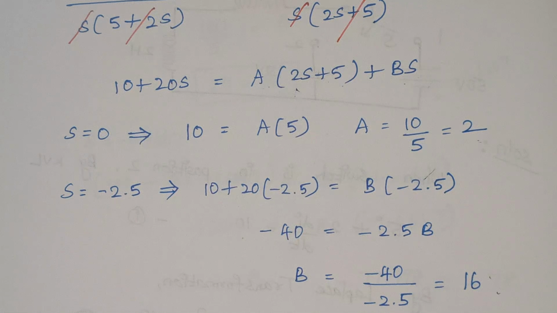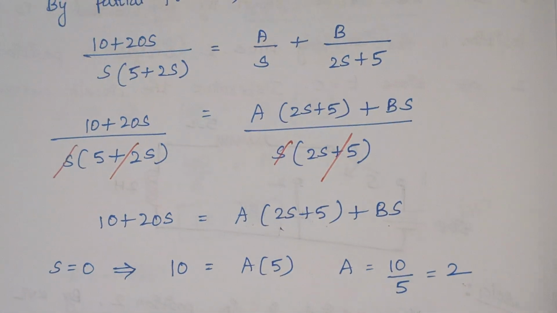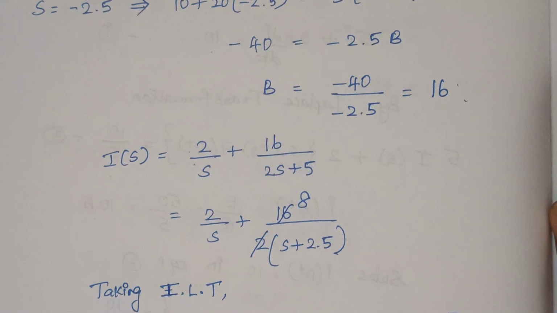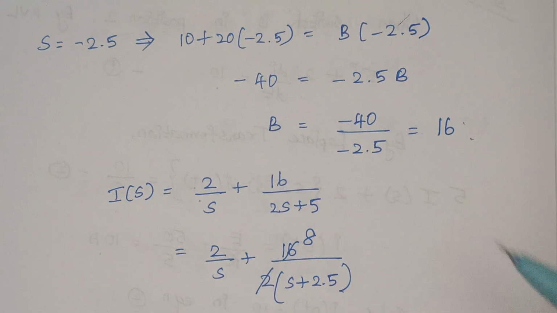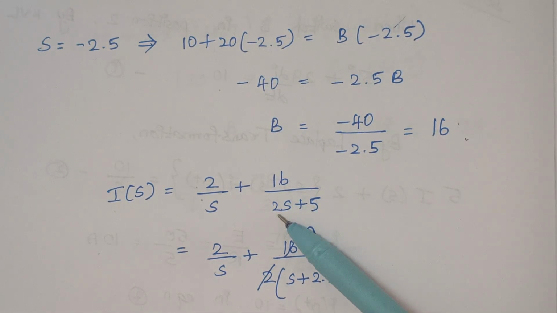So now we have found the values of A and B. Just substitute these values in this expression. When you substitute, this is our expression, and again I am taking this 2 common outside because it will be easy to take the inverse Laplace.